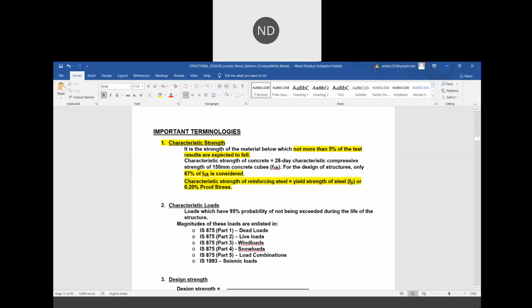So you may be asked what is characteristic strength. Characteristic strength is that strength below which not more than 5% of your test results are going to fail. This is very important.